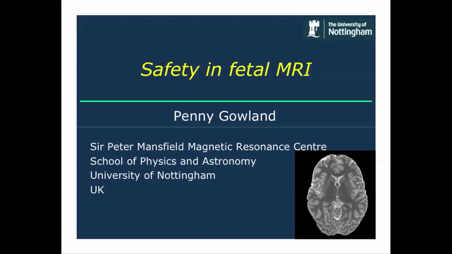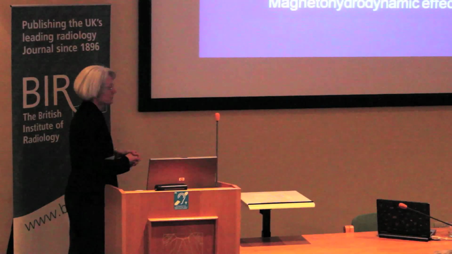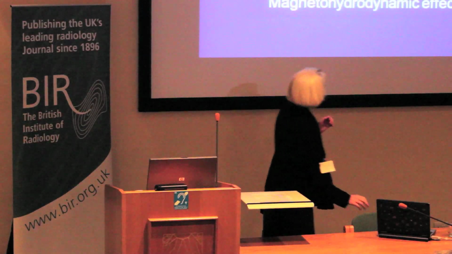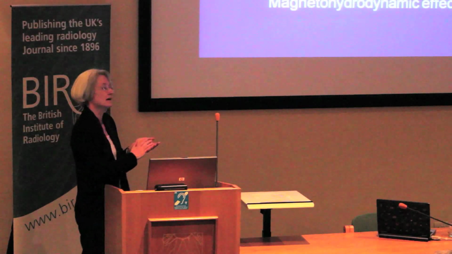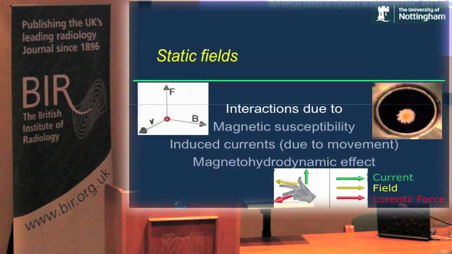There are three real main ways that a static field will interact with the body. First is magnetic susceptibility. This is the physical effect that causes metal objects to get dragged into the magnet. Iron has a positive magnetic susceptibility. And interestingly, our bodies all have a negative susceptibility, but obviously much, much smaller. And so we're all diamagnetic.